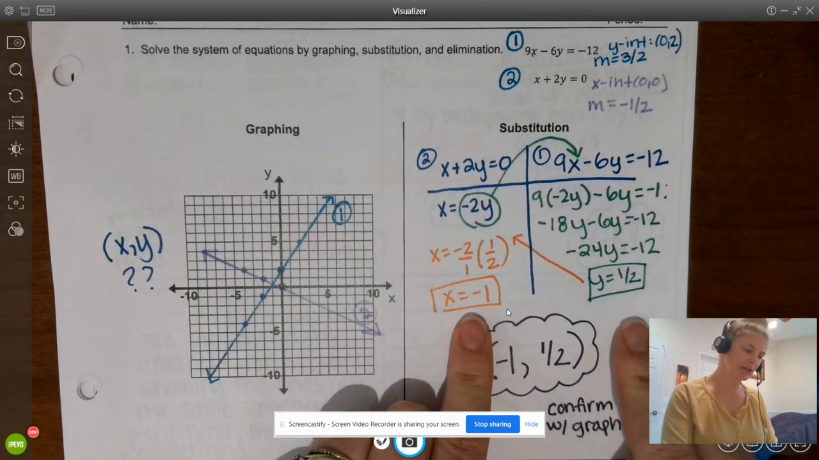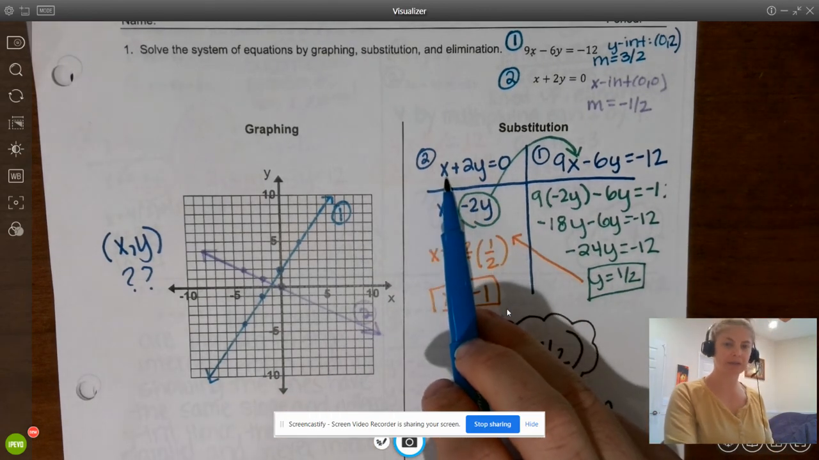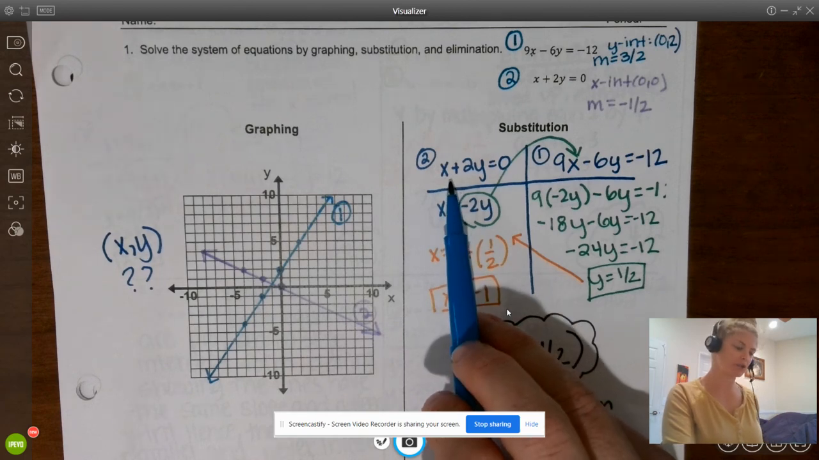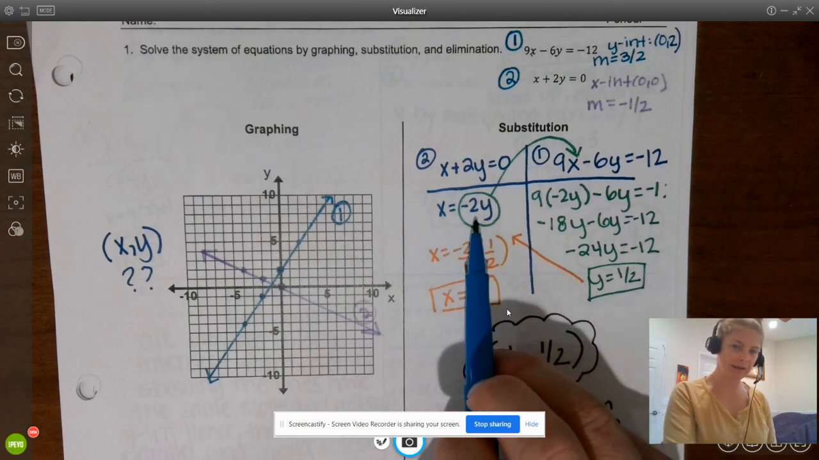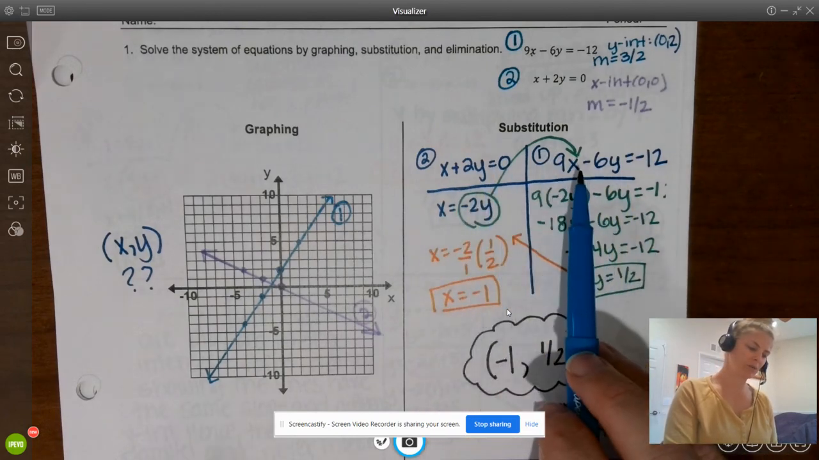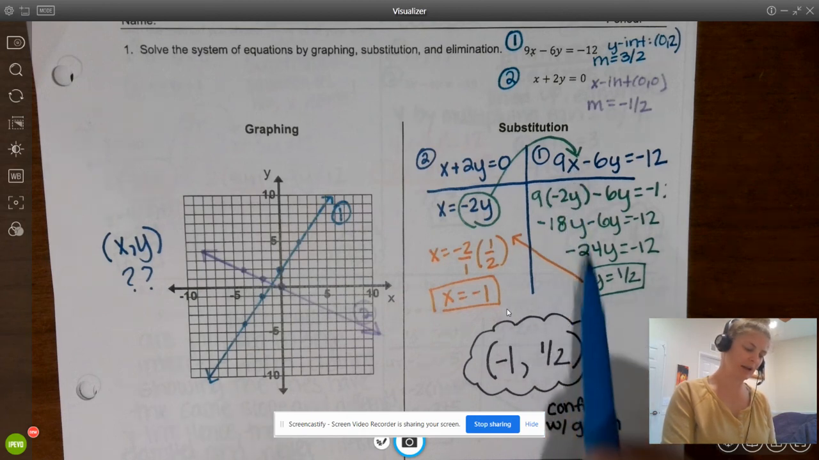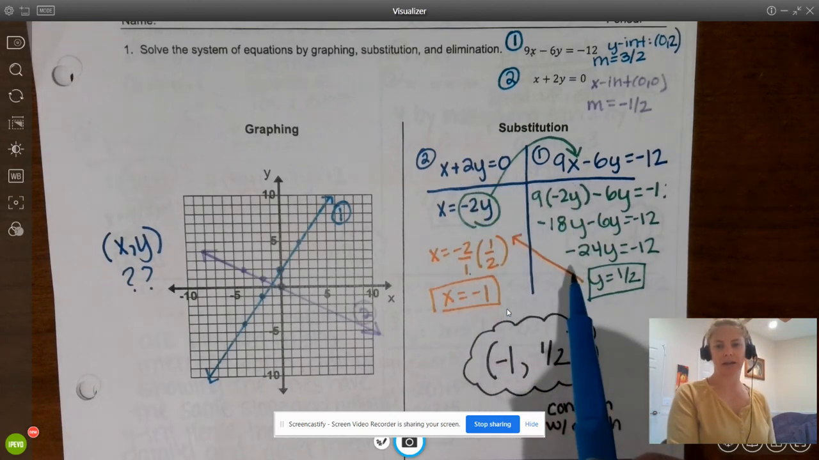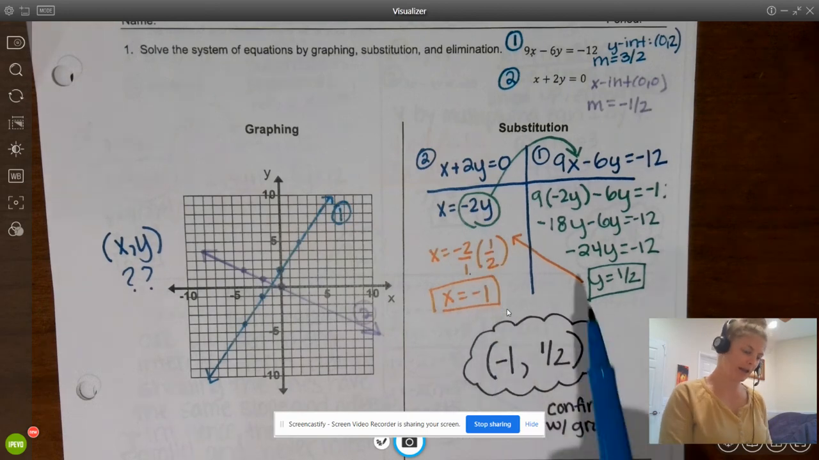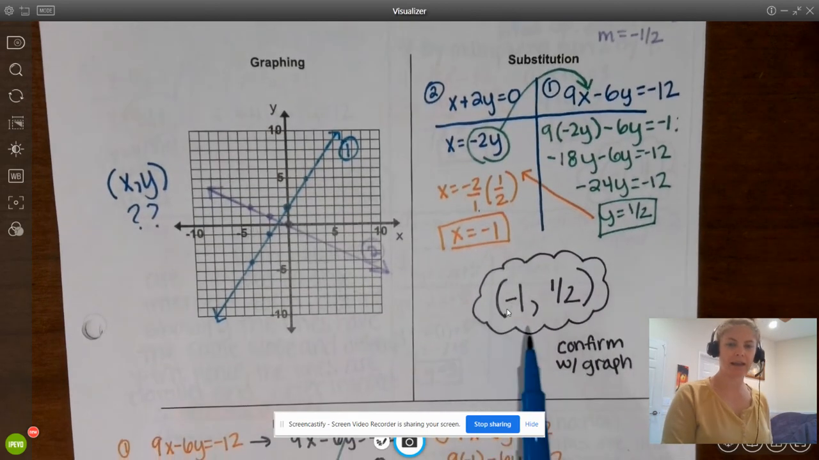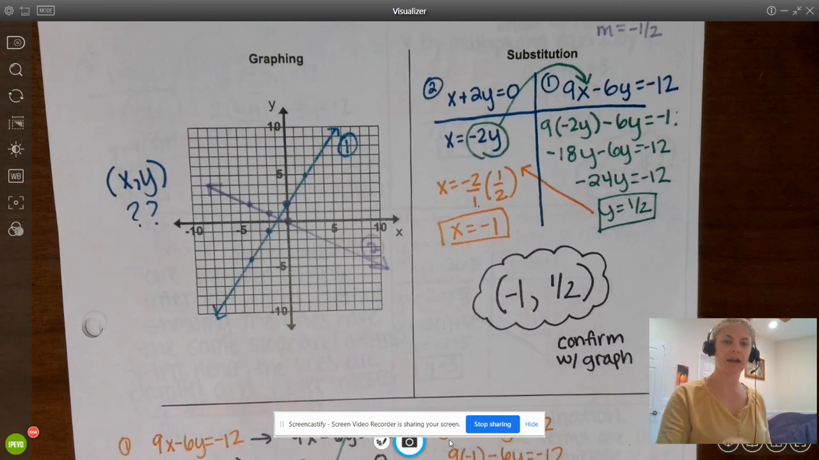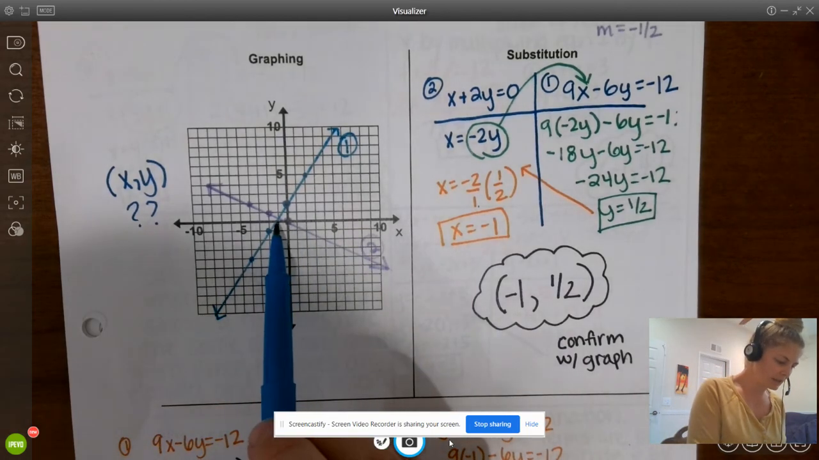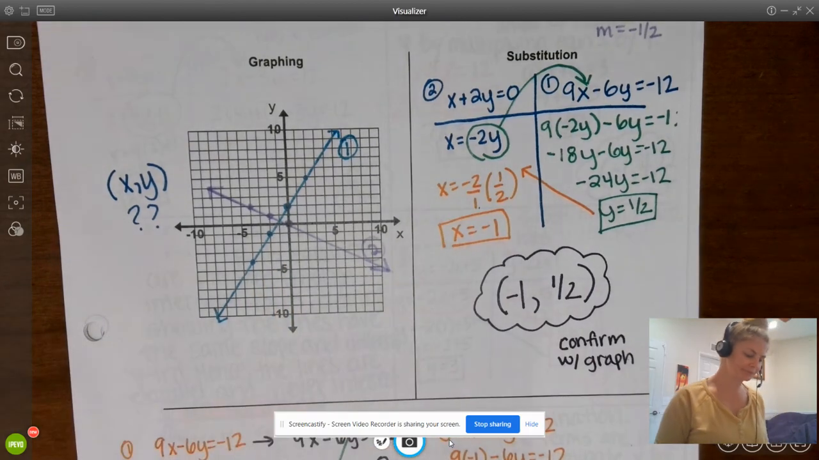When I did substitution, I noticed in equation 2, x already had a coefficient of 1. So since x had a coefficient of 1, it was really efficient to isolate x and then substitute that into equation 1 for x and solve for y, and then substitute back in for x. Remember, it's a dance. Isolate, substitute, isolate, substitute. And I was able to get my answer as an ordered pair, and then I was able to confirm with the graph. It does look like it's -1 and then up 1/2.